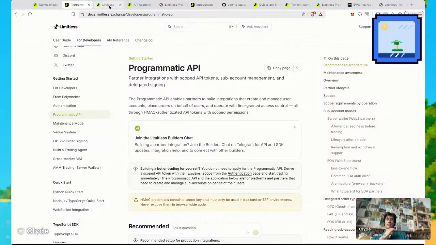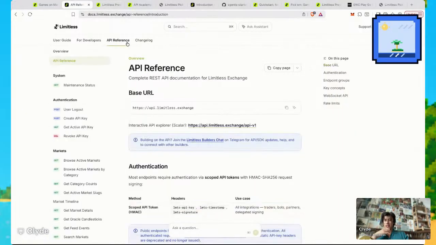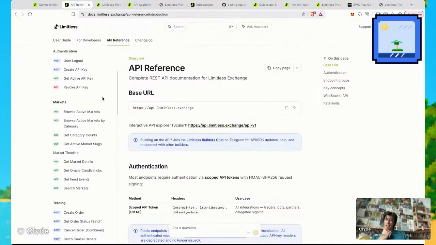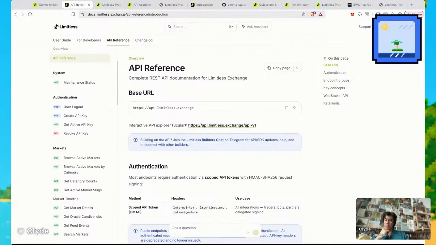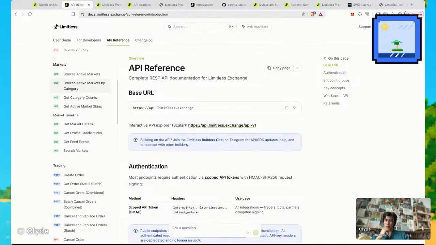and then use API tokens to go more deep in terms of integrating certain aspects of Limitless into your games potentially. And again, here in the API reference, you could probably get some ideas in terms of what kind of information or aspects you could integrate into your games.